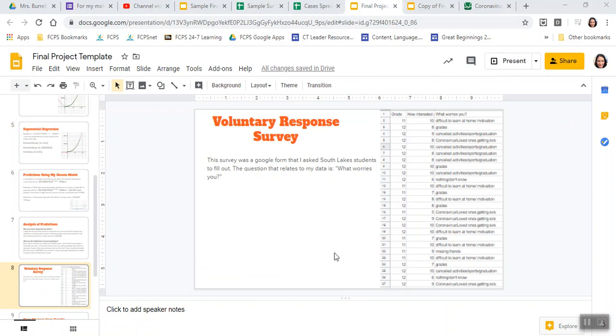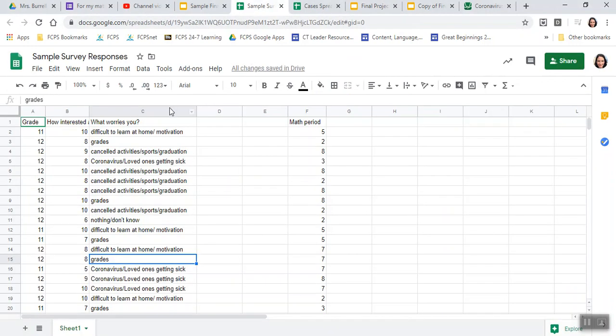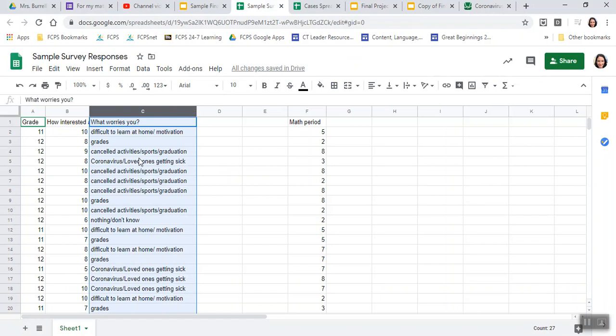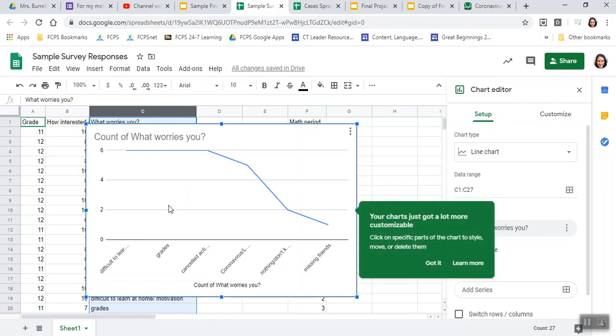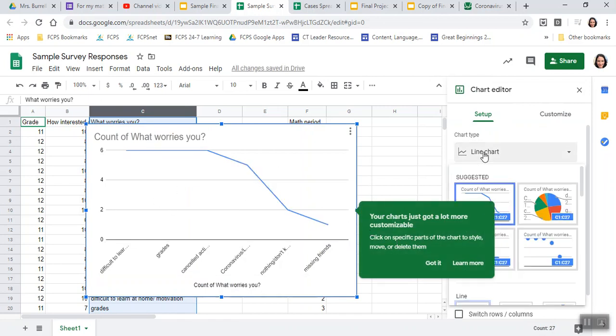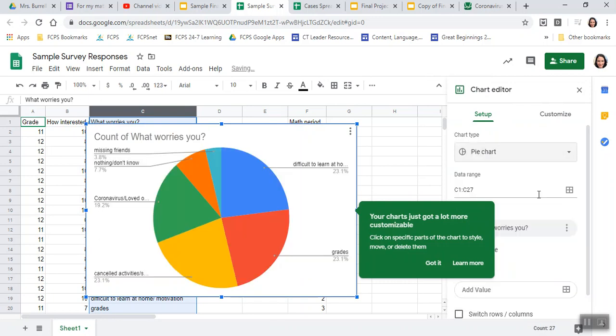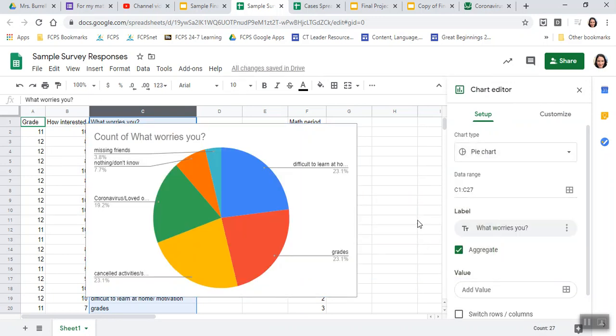And then we want to make a pie graph out of the responses to what worries you. So we're going to go back to our survey results, and we're going to highlight the column about what worries you, and we're going to do insert chart. And you have to wait a second, and it's going to come up. Now this is not the pie graph that we want, so you need to go over to chart type, and we're going to choose pie graph. And you want to make sure everything makes sense, so you have all the right titles on here. You can see the percentages, and you have a title for your whole graph.